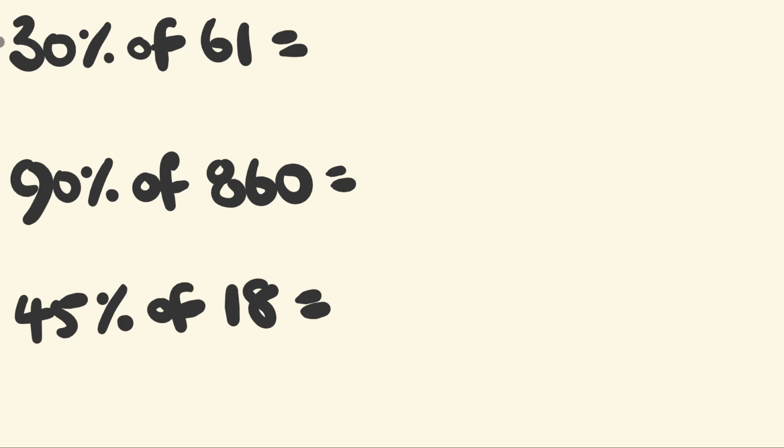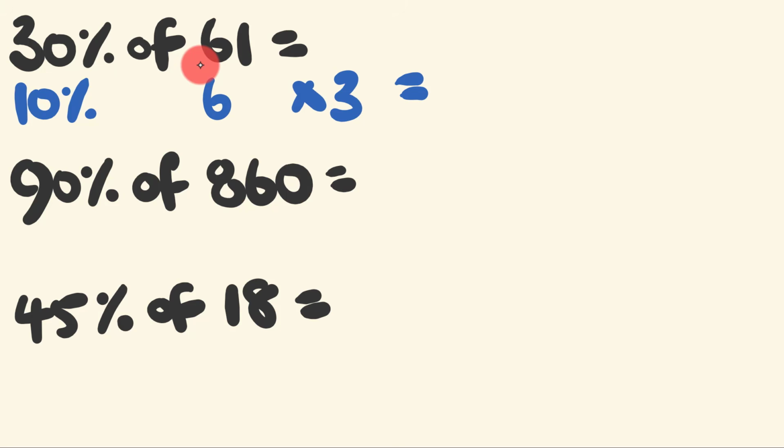So we're going to start with 30% of 61. Now the way I'm going to solve this is I'm going to work out 10% of 61. And then because 30% is 3 times as much as 10%, I'm going to multiply this answer by 3 and it's going to give me the final answer. So what's 10% of 61? Well, that's nice and easy. That's just dividing by 10. That's 6.1. Now we have 6.1 times 3. Cool. That gives us our answer, 18.3. That's how easy it is.